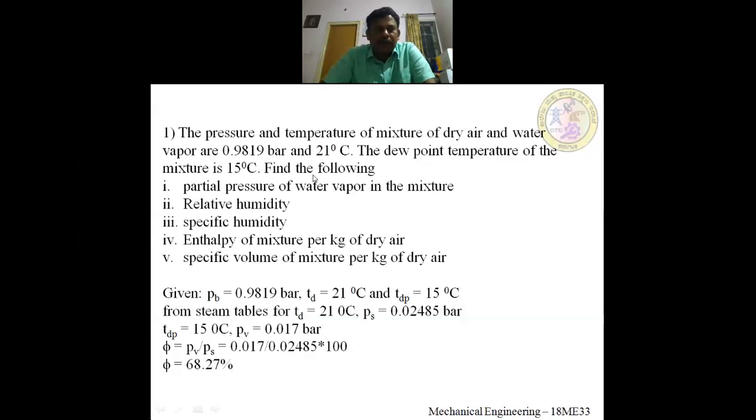First, they have given the pressure and temperature of a mixture of dry air and water vapor. Normal air is a mixture of dry air and water vapor. That is the barometric pressure they have given, 0.9819 bar. Whenever they say the temperature of the mixture, it will be the dry bulb temperature only. Suppose if there is a wet bulb temperature or dew point temperature, they will specify. If they have not specified, it means it is the dry bulb temperature only. So TD will be 21 degrees Celsius, and the dew point temperature, see, they have given TDP as 15 degrees Celsius.